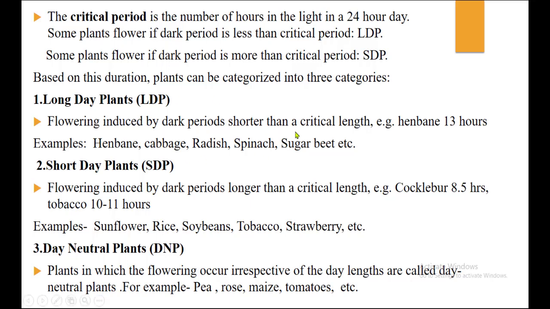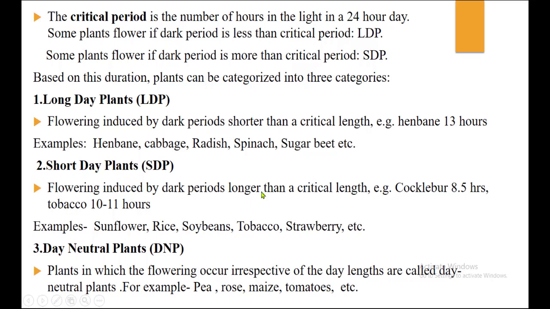Coming back to this slide, for long day plants, henbane is an example, and it needs a critical period of 13 hours, meaning flowering is induced by a dark period shorter than the critical length. This is the critical length. 13 hours is the maximum length, and flowering will only be induced when the dark period is less than 13, 12, 11, 10, etc. Examples of long day plants are henbane, cabbage, radish, spinach, sugar beet, etc. You can add more examples.